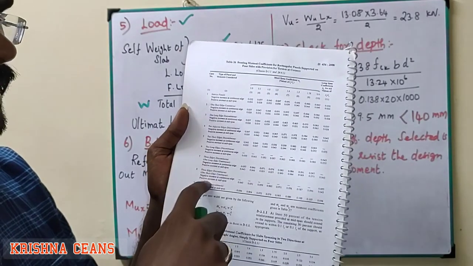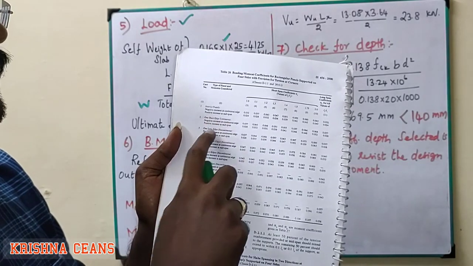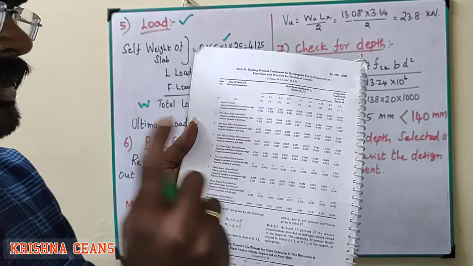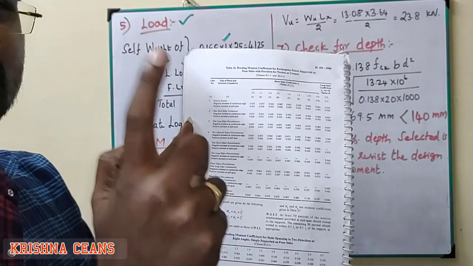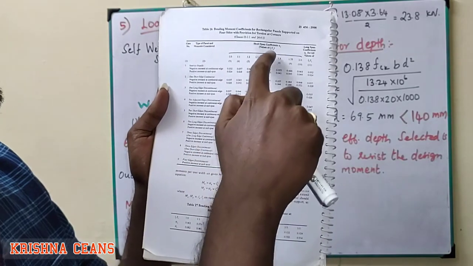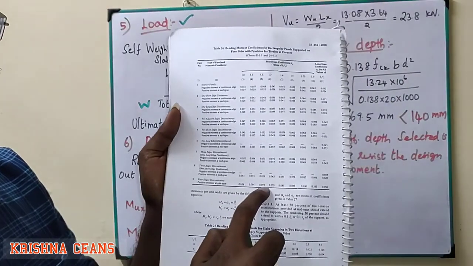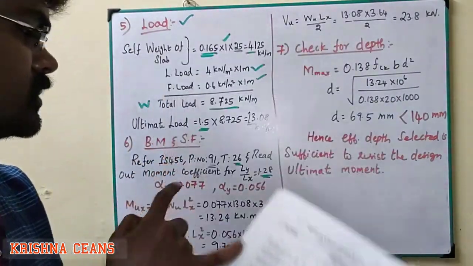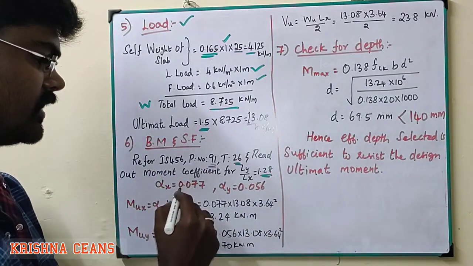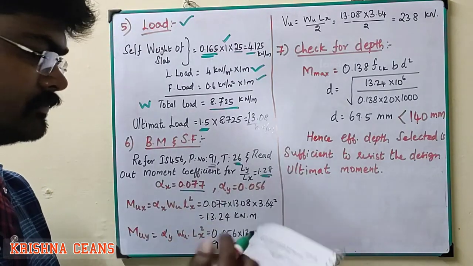In this table we have 9 conditions. First one, interior panels. Number 2, one short edge continuous. Number 3, one long edge discontinuous. Then 2 adjacent edges discontinuous. But in our question they provided 4 edges discontinuous, so the ninth one, 4 edges discontinuous. From Ly by Lx, the exact value is not provided in the table, so we need to interpolate. Then we find alpha x equal to 0.077, whereas alpha y value is 0.56.